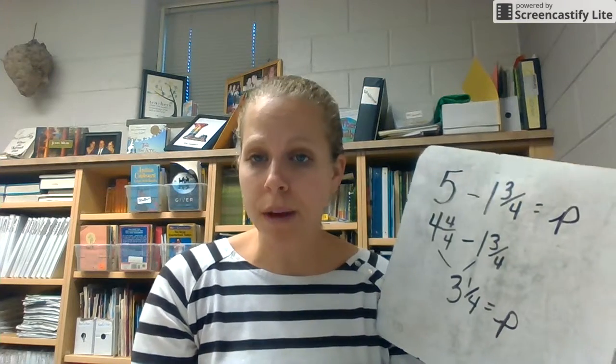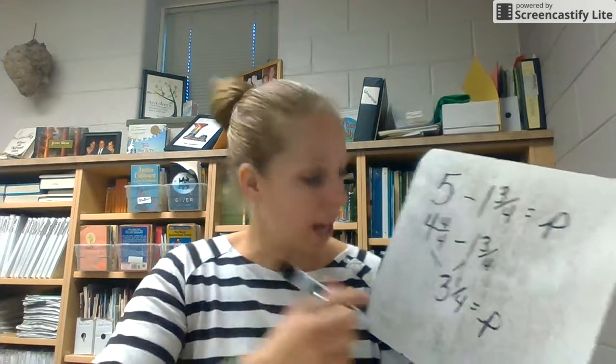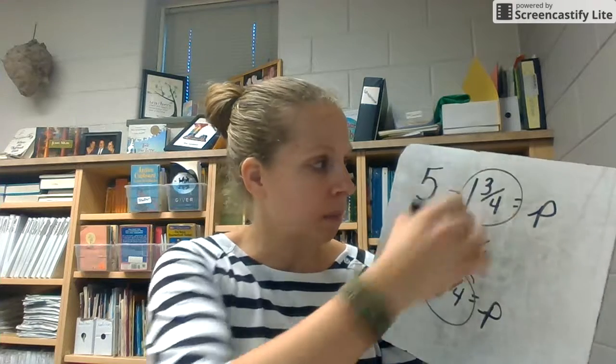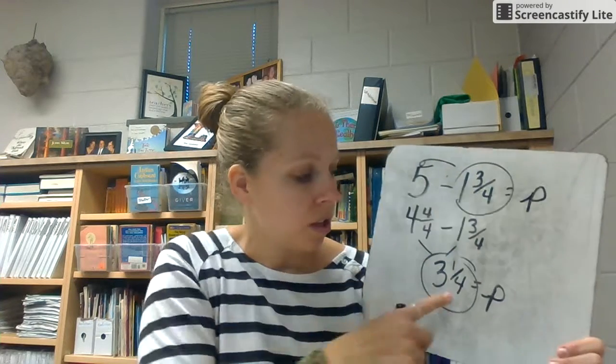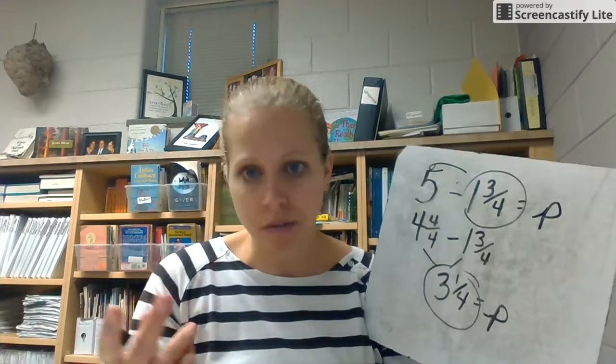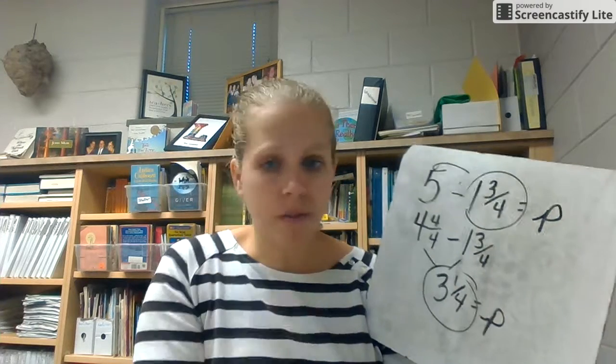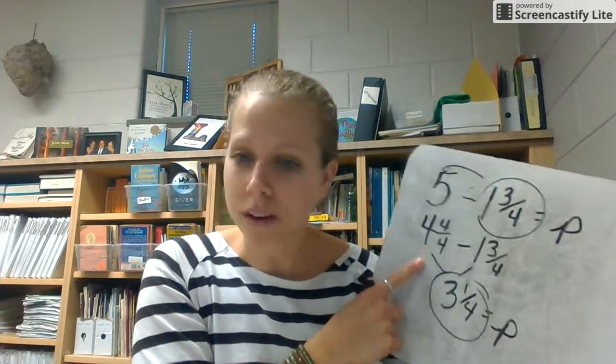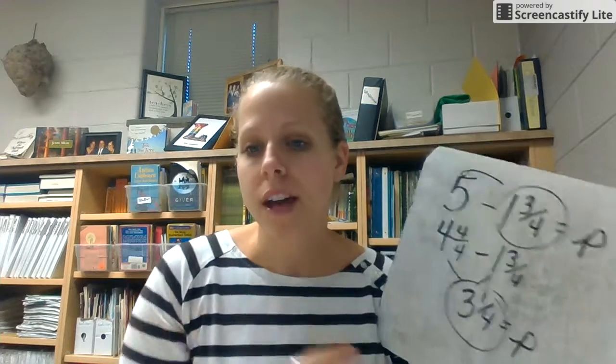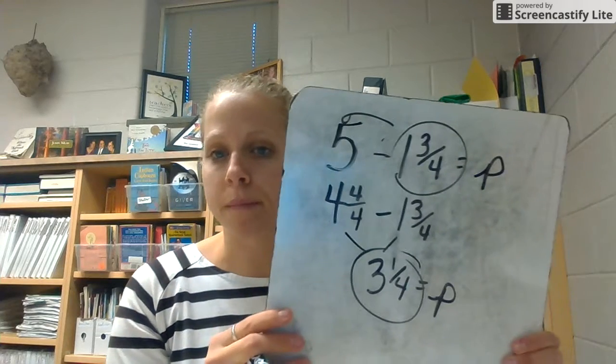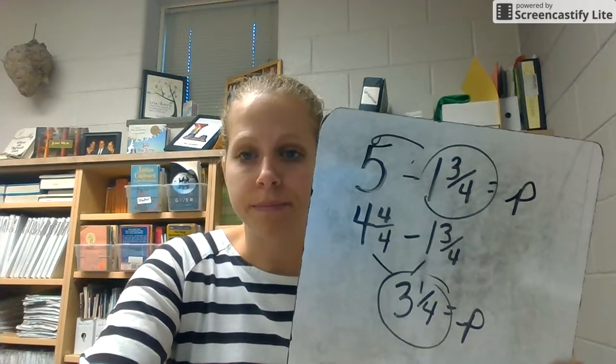I could always check my work by reversing and adding my answer to my problem to see if I get this one. So 1 3/4 plus 1/4 is 4/4. 3 plus 1 is 4. 4 4/4, that's a lot of 4s, equals 5. So I know in this case that my answer is correct. All right, let's try another one.